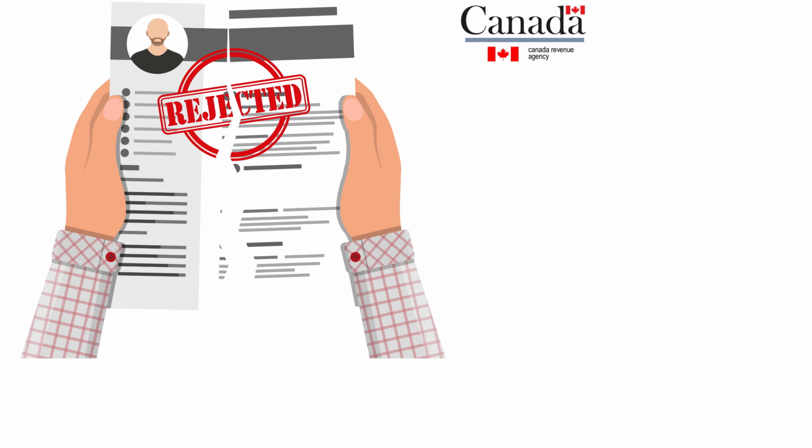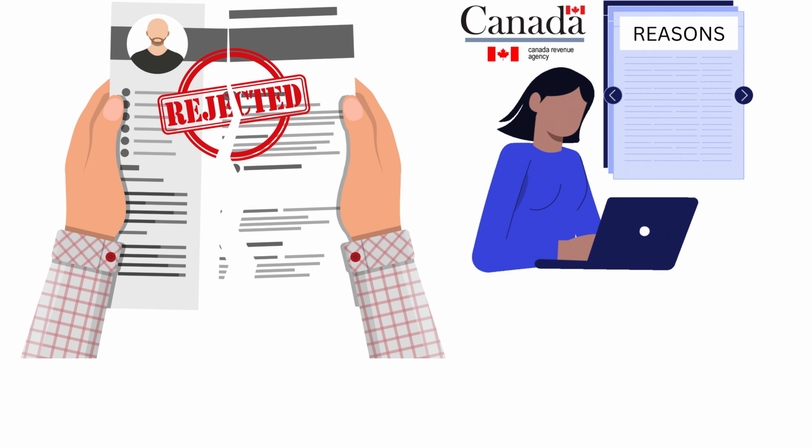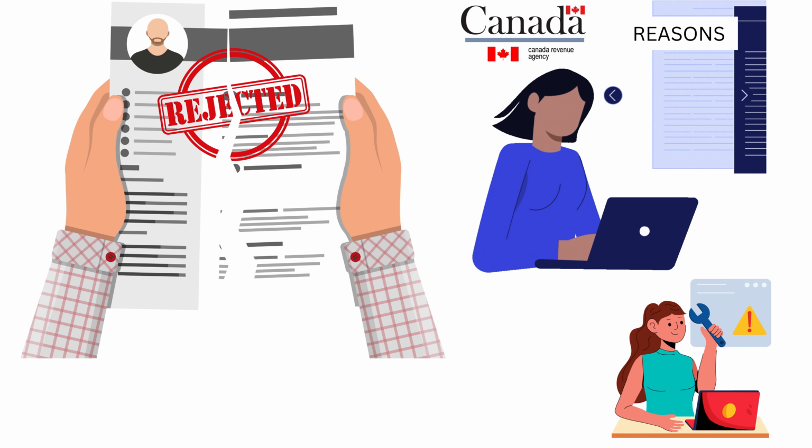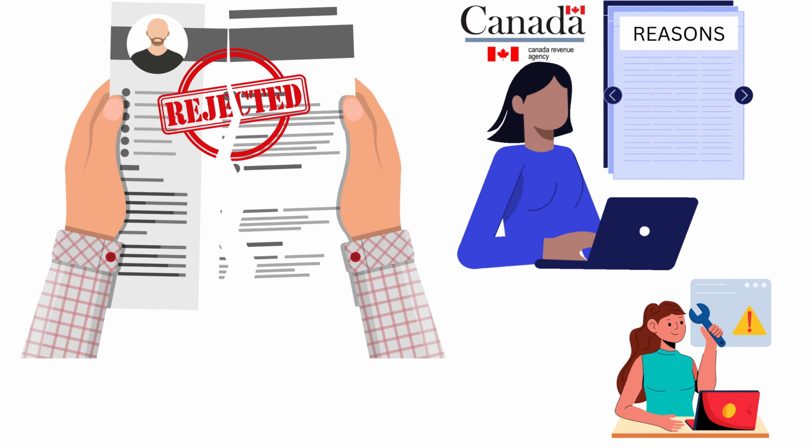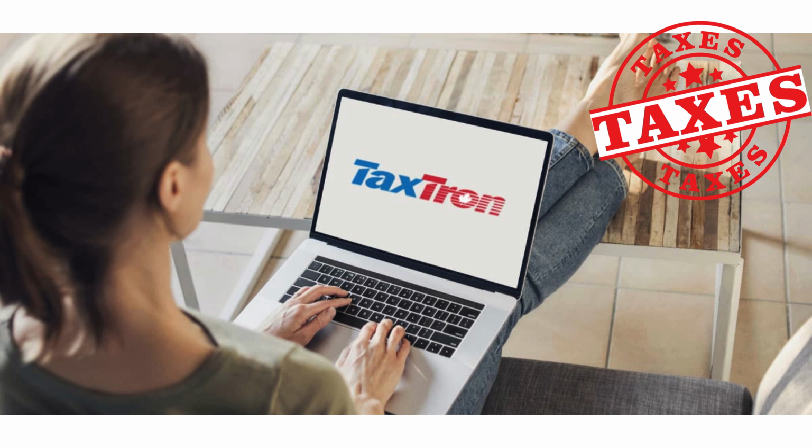If rejected, the CRA will display the reason. Review it, fix the issue, and repeat the steps to resubmit. And that's how you submit your tax return to the CRA using TaxTron.